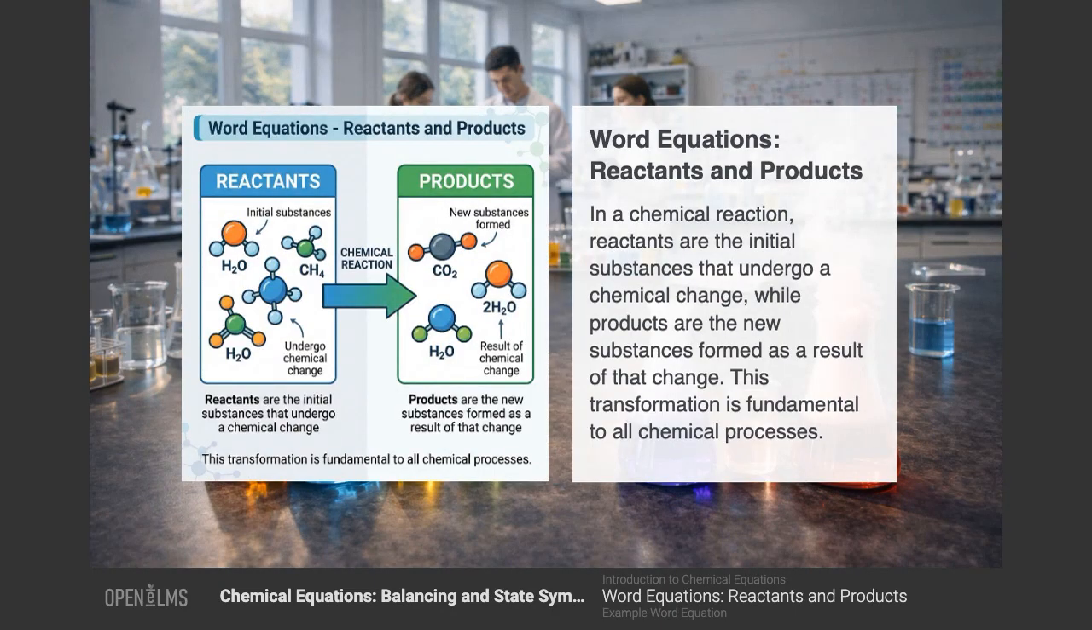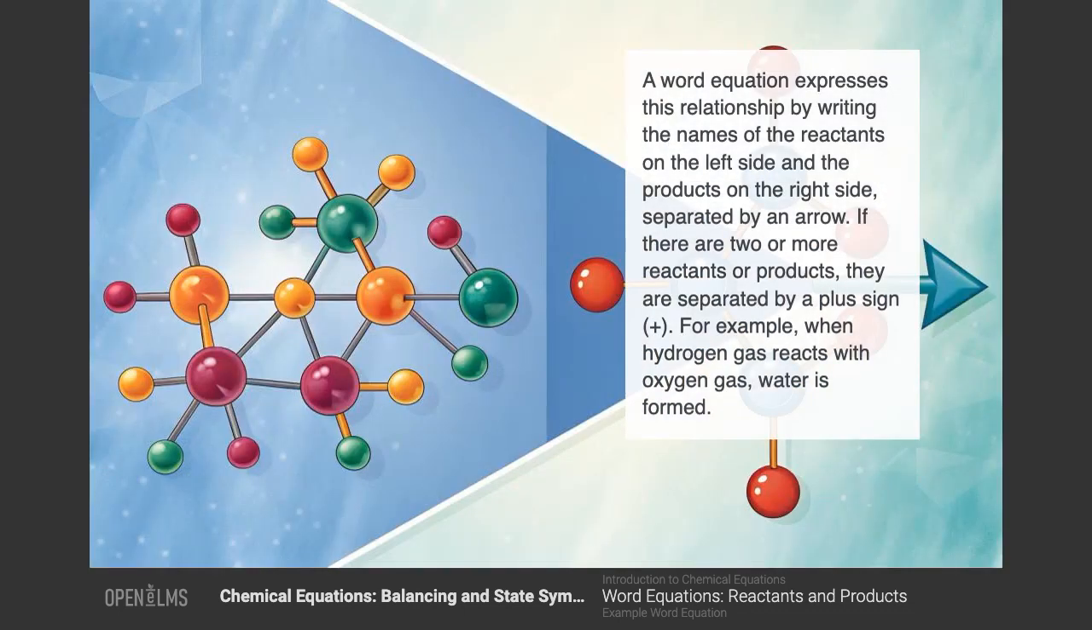Word equations, reactants and products. In a chemical reaction, reactants are the initial substances that undergo a chemical change, while products are the new substances formed as a result of that change. This transformation is fundamental to all chemical processes. A word equation expresses this relationship by writing the names of the reactants on the left side and the products on the right side, separated by an arrow. If there are two or more reactants or products, they are separated by a plus sign. For example, when hydrogen gas reacts with oxygen gas, water is formed.